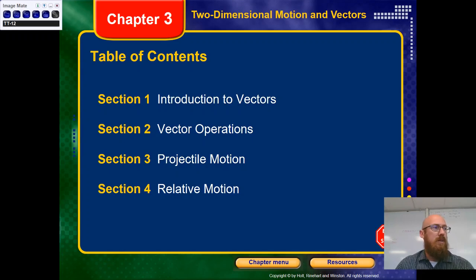All right, so we're going to start here into chapter 3. We're going to look at vectors. We're going to look at operations. We'll go to another video for projectile motion and relative motion, only because projectile motion in effect is one of the harder parts, and it's going to take a minute to explain. So let's get to it.